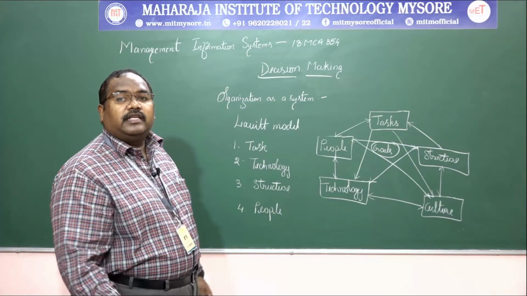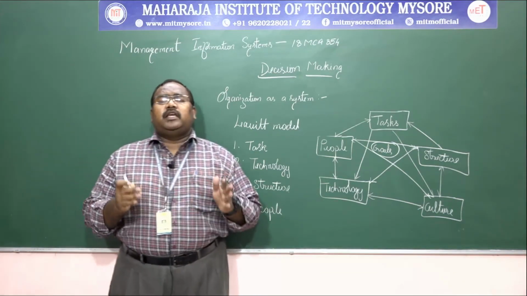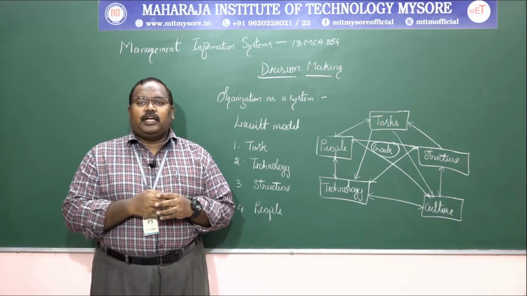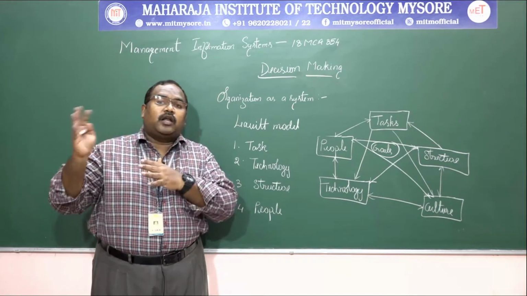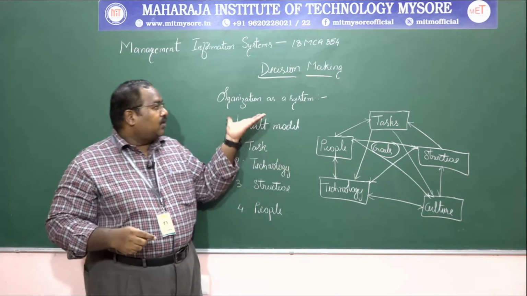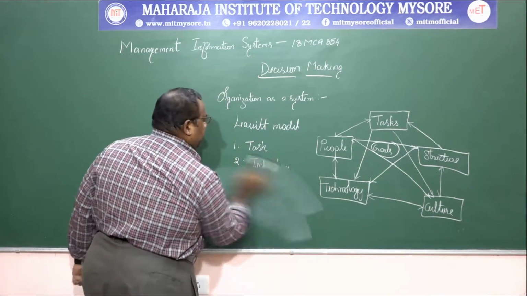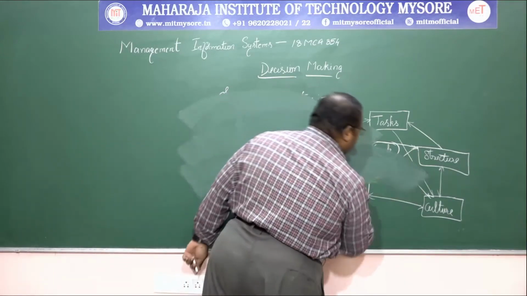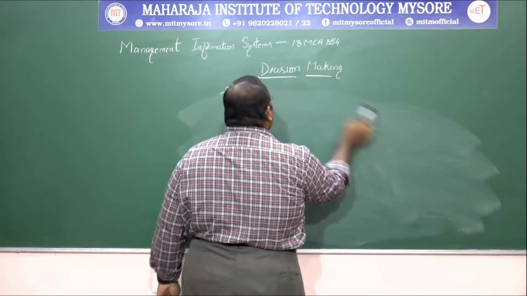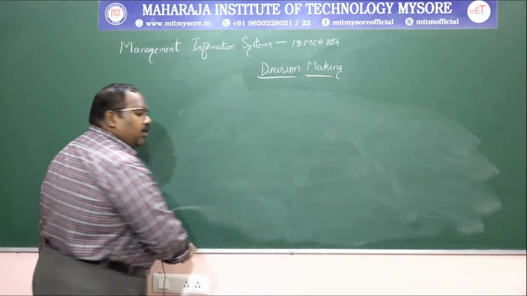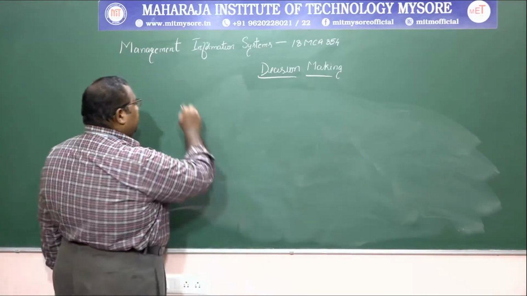So when we look at an organization as a system, we are able to make decisions properly, because here there is no scope or room for individual concepts or individual ideas or individual opinions. We are looking at the organization completely. So this is about the organization as a system. Next, we will look into one more concept, the conceptual model of communication.